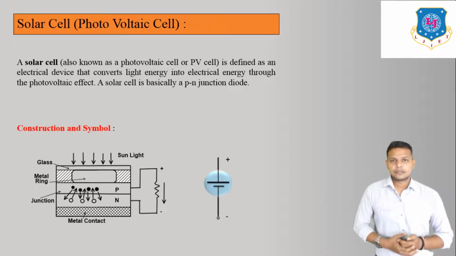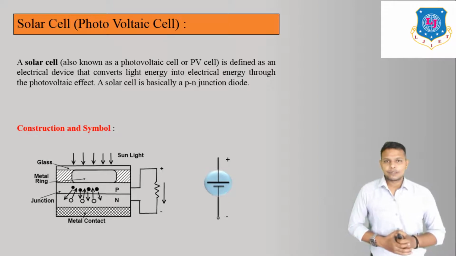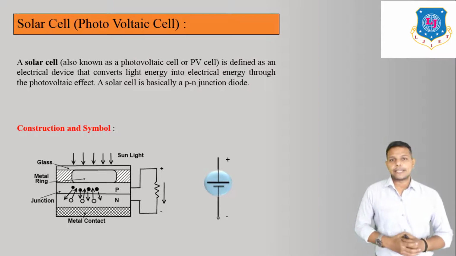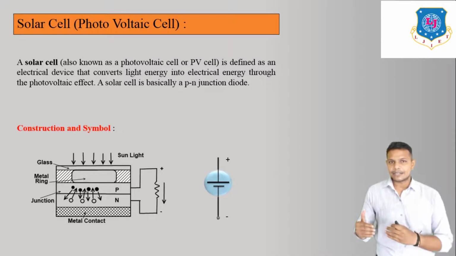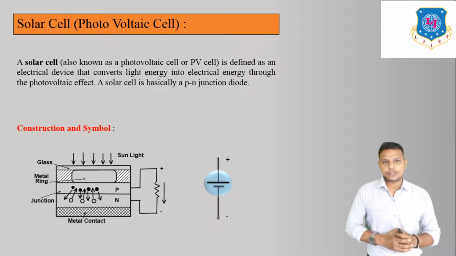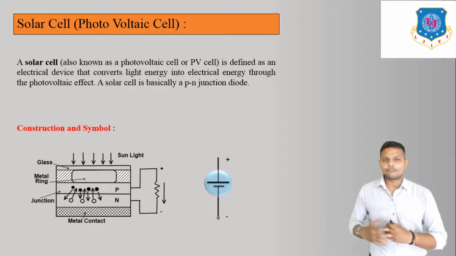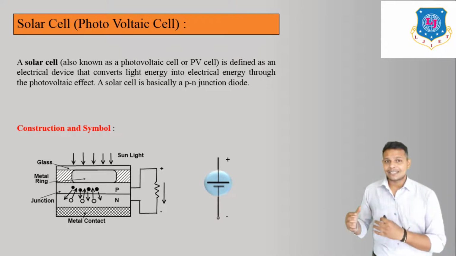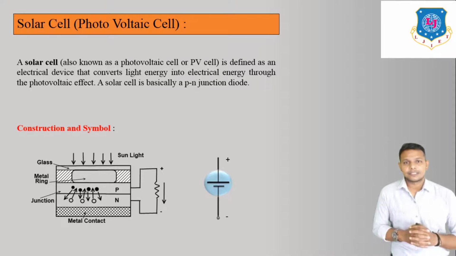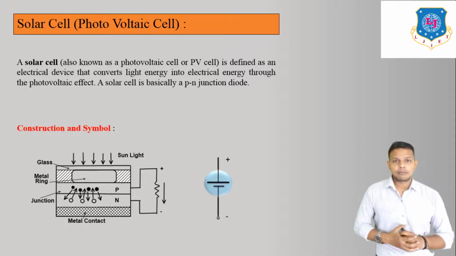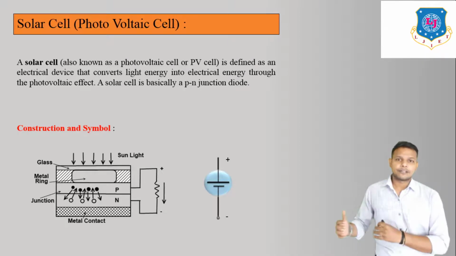Now next, this is the solar cell, which is also called a photovoltaic cell, or PV cell. It is defined as an electrical device that converts light energy into electrical energy through the photovoltaic effect. A solar cell is basically a PN junction diode. This is nothing else, only a PN junction diode, but a few changes are made to make it different.